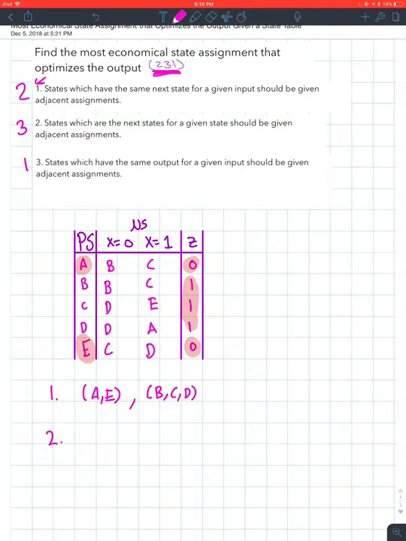Now step 2 is actually now step 1. States which have the same next state for a given input should be given adjacent assignments. So now I look and I say, okay, B and B and D, those correspond with A and B and C and D for when x equals 0. So I'm going to put AB here and CD here. That's for when x equals 0.